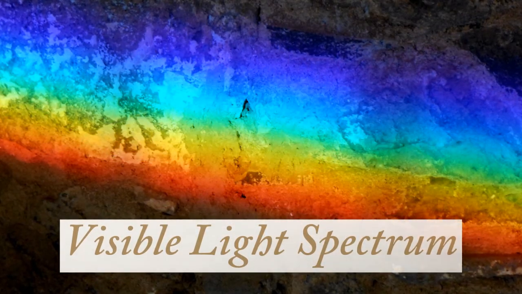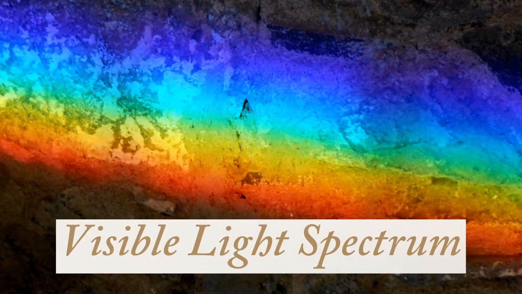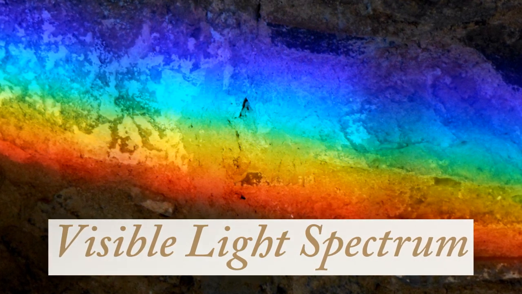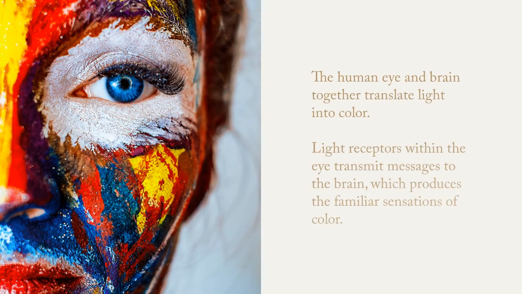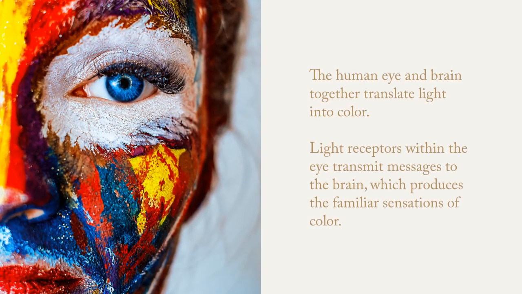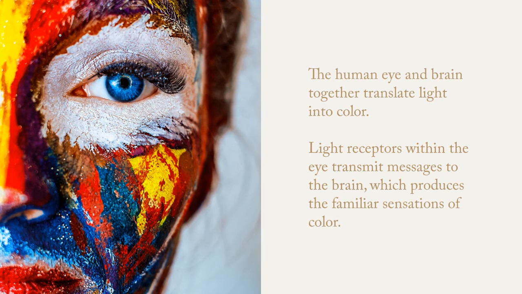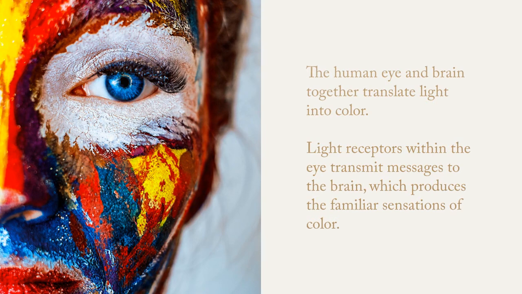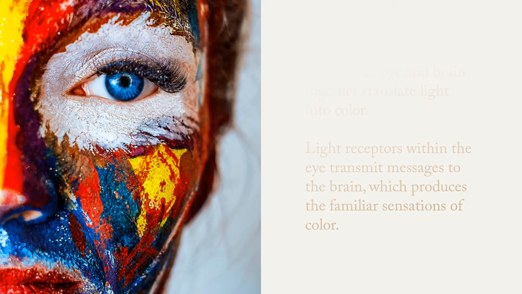As the full spectrum of visible light travels through a prism, the wavelengths separate into the colors of the rainbow. Each color is a different wavelength. The human eye and brain together translate light into color. Light receptors within the eye transmit the message to the brain, and a familiar sensation is produced, which makes us feel a certain color.